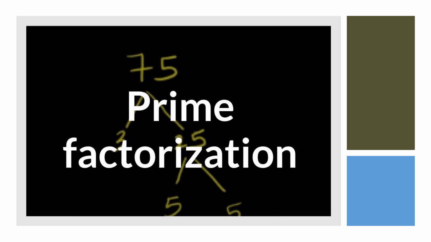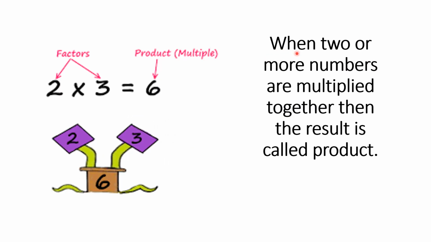Today we are going to learn prime factorization. But before it, let us revise factors. All of you know very well that when two or more numbers are multiplied together, the result is called the product. It means 2 multiplied by 3 equals 6. 6 is the product, and 2 and 3 are called factors.